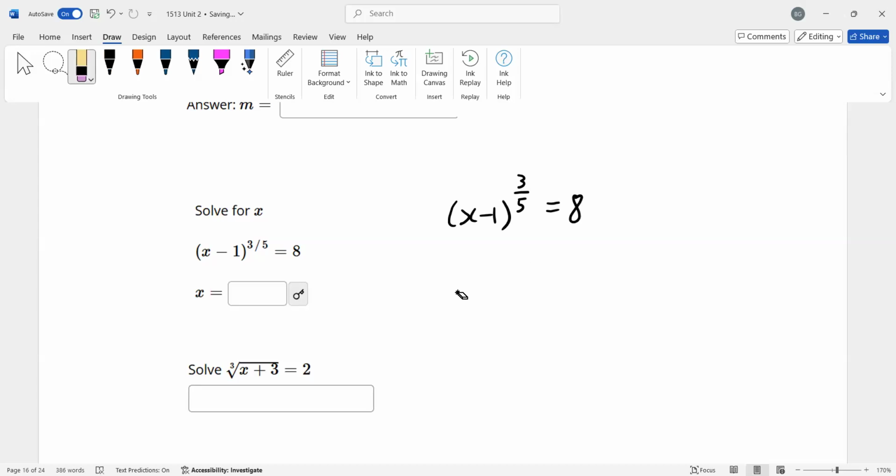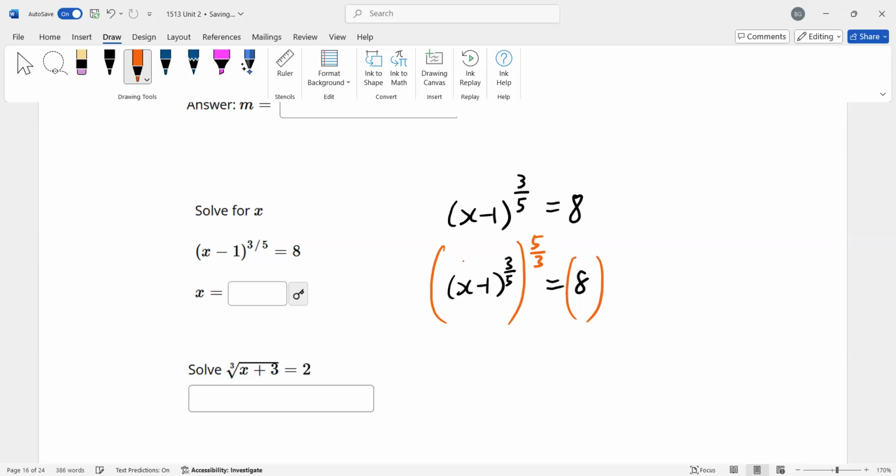So the idea for this one is to raise both sides of the equation to the power that could get rid of the radical, that could isolate x minus 1. So to do that, we are going to raise both sides to the power of 5 over 3 instead. Okay? This is a little bit different.